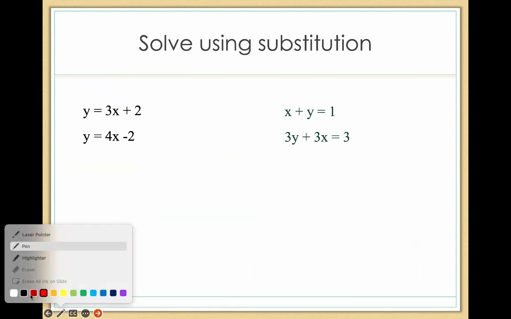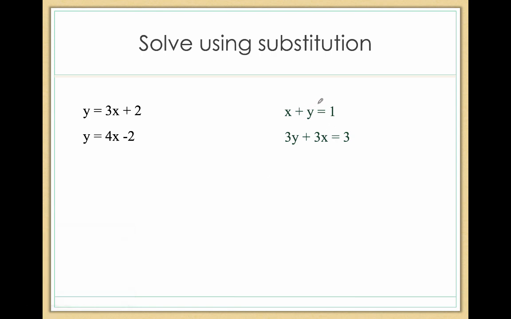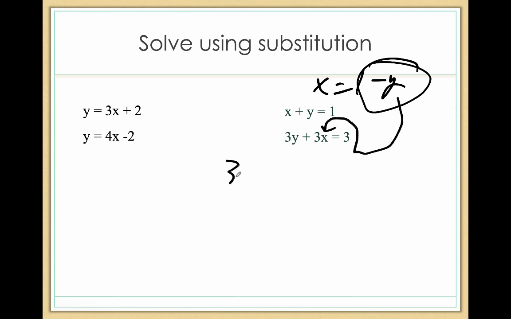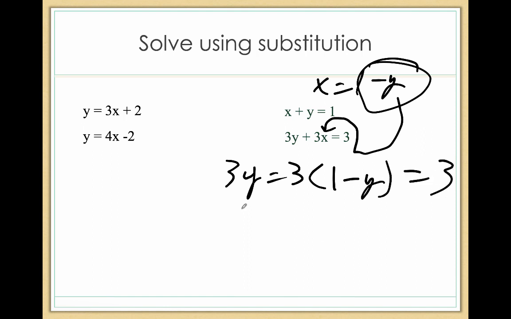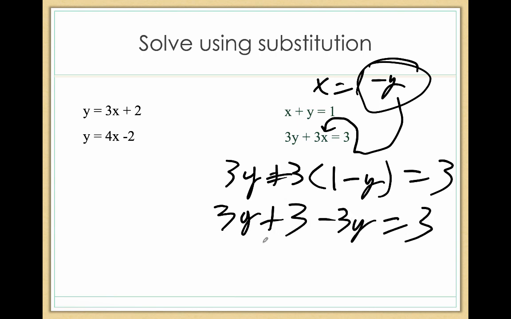And then last substitution one here. Maybe I solved that for x. X equals 1 minus y. Take that 1 minus y, put it in there. 3y equals 3 times 1 minus y equals 3. 3y, whoa, equals 3? 3y plus 3 minus 3y equals 3. So now I combine my like terms. Oh, they go away. Must be no solution.